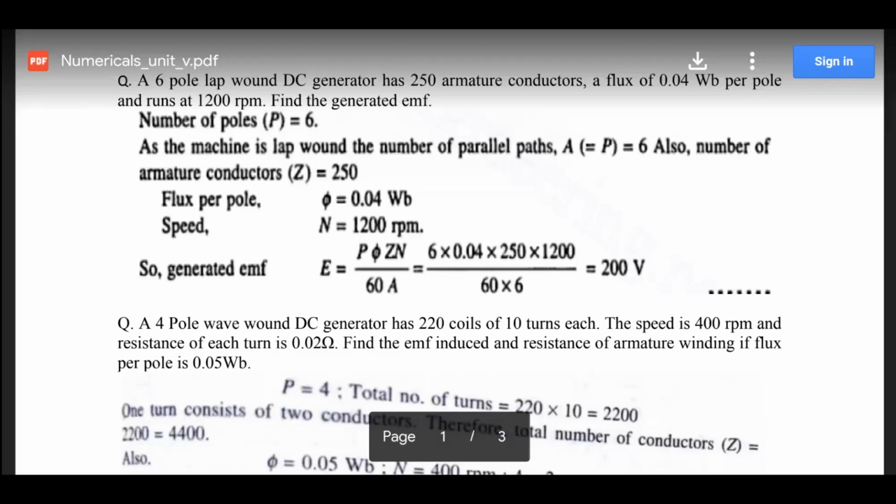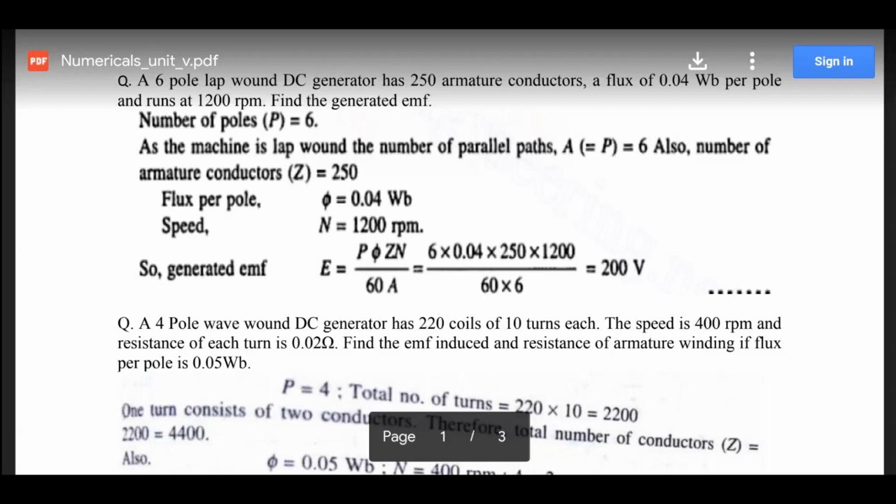So our first numerical says that a 6-pole lap wound DC generator has 250 armature conductors, a flux of 0.04 Weber per pole, and it runs at 1200 rpm. Find the generated EMF. Okay, so in this numerical, although there is a direct application of the formula of generated EMF, but what are the things which are to be kept in mind?